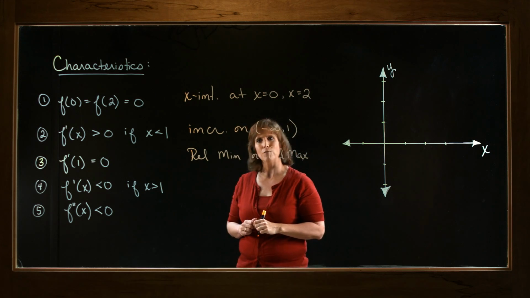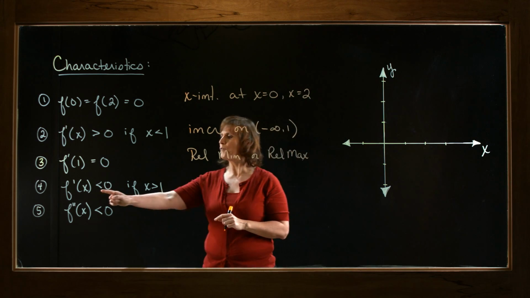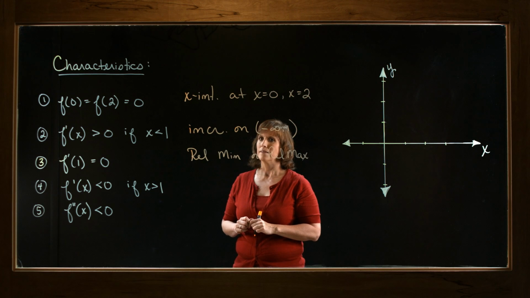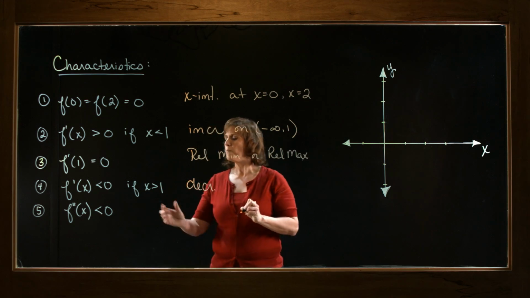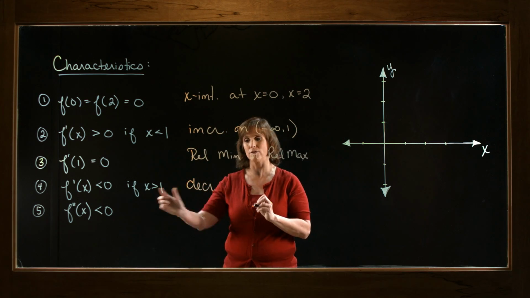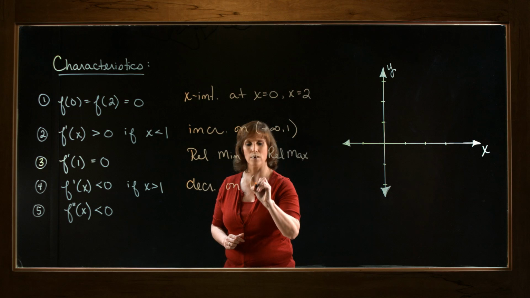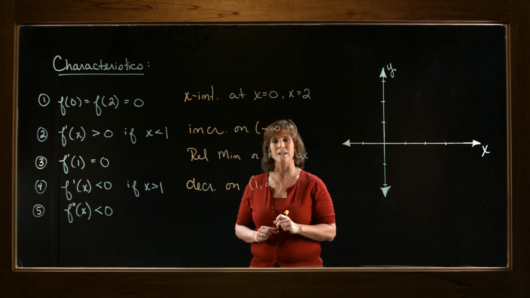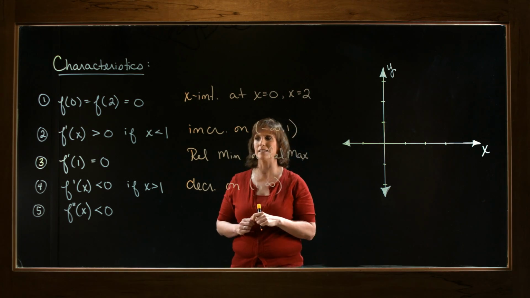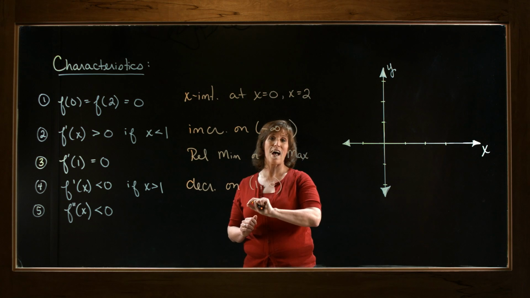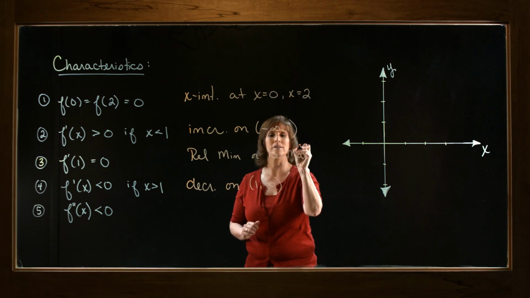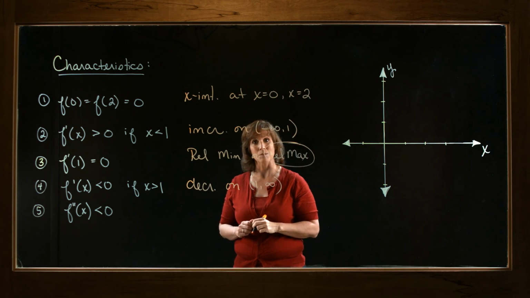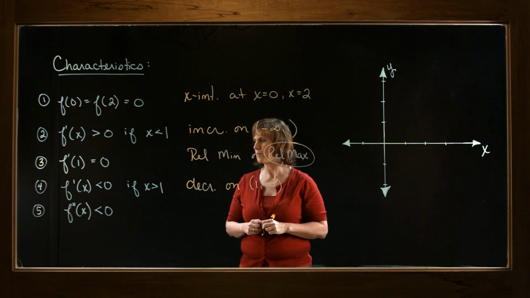So let's go ahead and look at the fourth criteria. My first derivative is less than 0. When my first derivative is less than 0, my graph is decreasing. So my graph is decreasing, but it's only happening when x is greater than 1. So that happens on the interval from 1 to infinity. Well, now I can go back to this unknown piece, because if my graph starts out increasing and then changes to decreasing, it was a relative maximum. So I was able to fill in that detail.